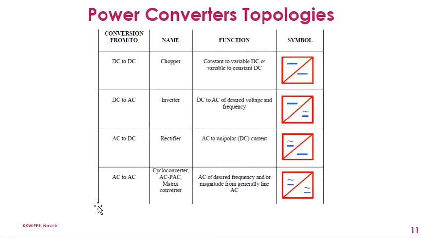So again these are the power converter topologies and these are the symbols. I have already told you about this: chopper, inverter, rectifier and cycloconverter. In further units we are going to study these topologies in detail.